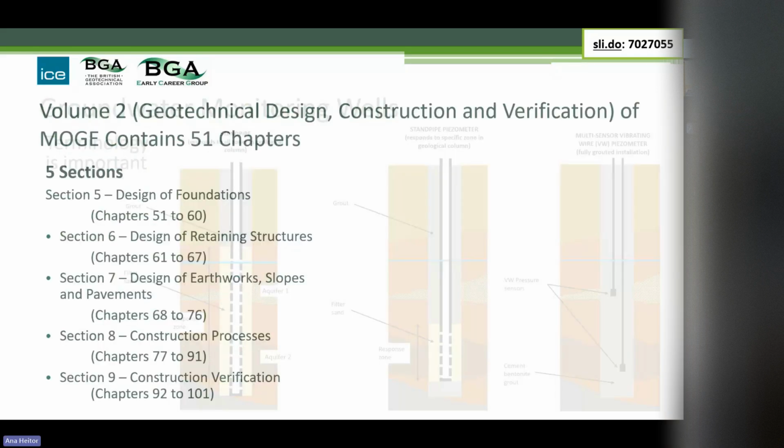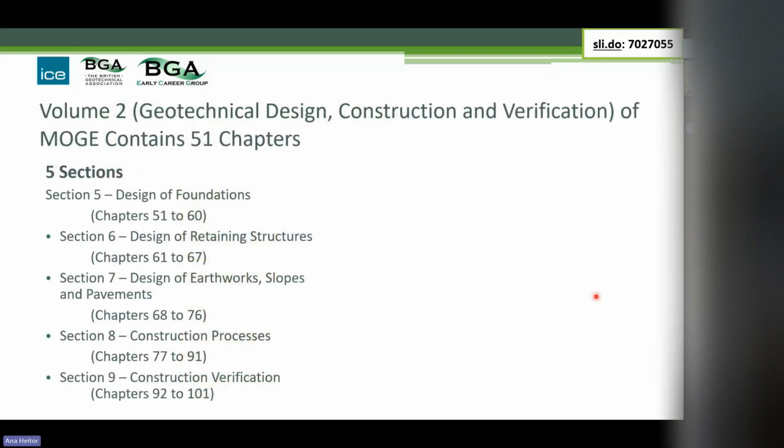And I want to move on to volume 2 of MOGE, which is called Geotechnical Design, Construction, Verification. And again, I was disappointed to see that this wasn't also 50 chapters. But I do wonder whether it was designed to be 50 chapters and some scope creep happened, and chapter 101, which is how the book ends, came into it. And there are various sections in this, and this chapter is called Geotechnical Design, Construction, and Verification.